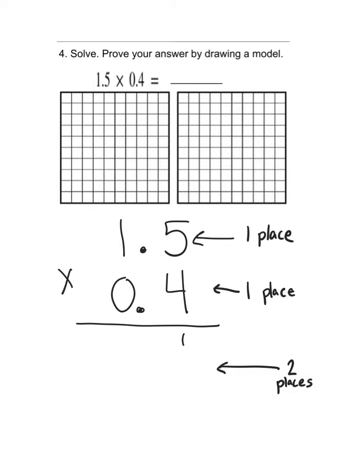4 times 5 is 20. Put down the 0, carry the 2. 4 times 1 is 4, plus 2 more is 6. Don't forget your 0 as a placeholder.